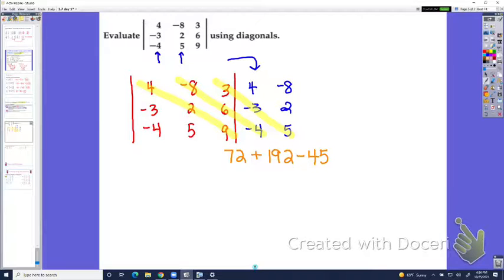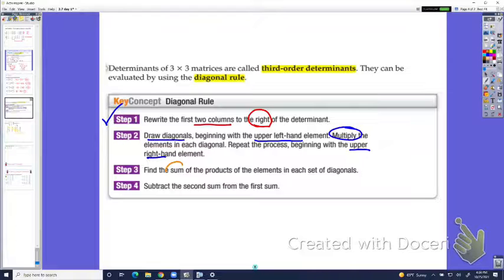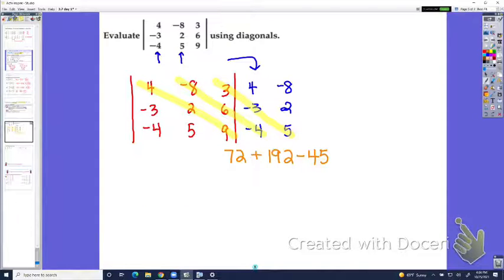I'm going to do the same thing to the right side, but then it says find the sum of the products. And then finally we're going to subtract the second sum from the first one. So let's finish this up here. So if you add up all the left products, you get 219.